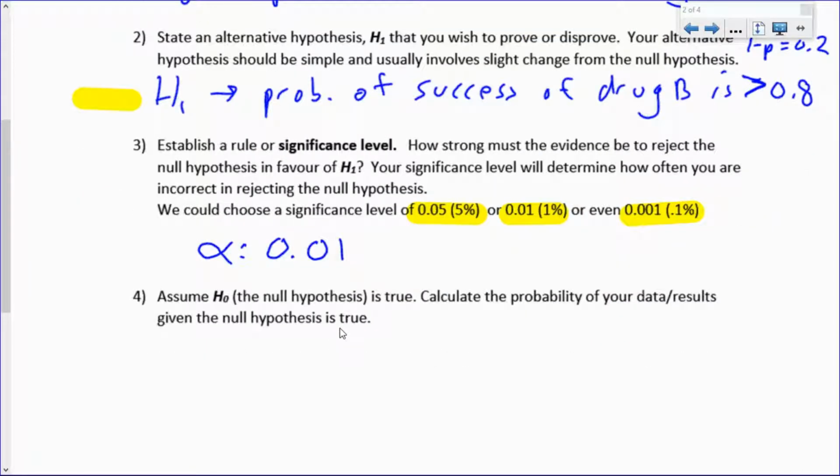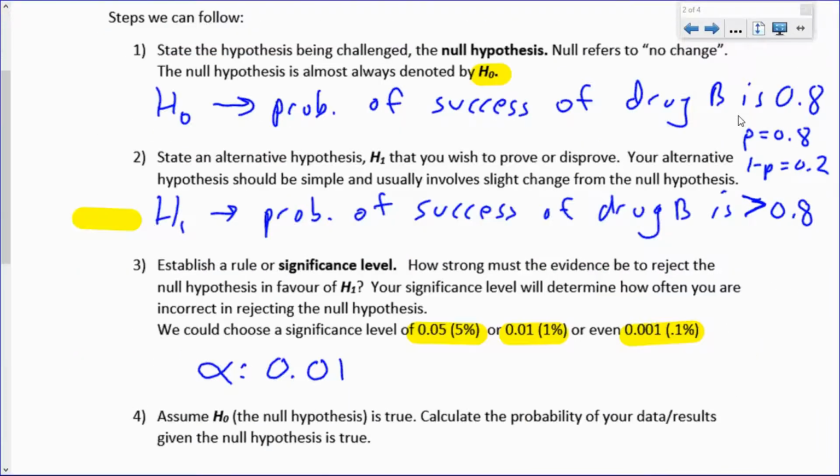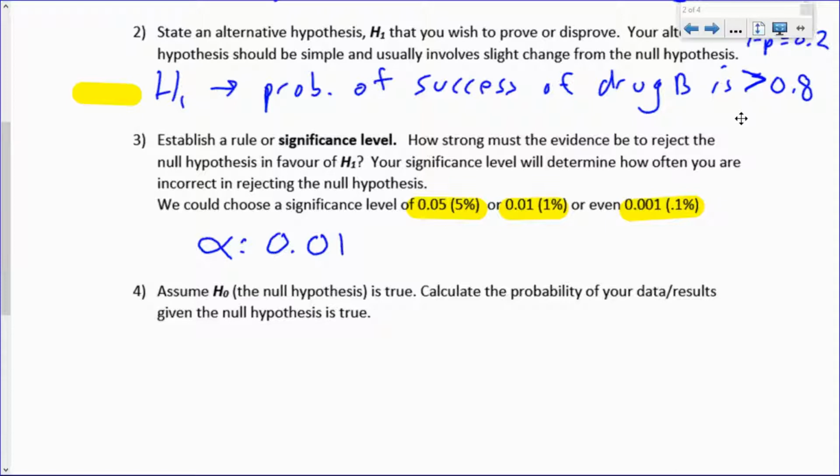Okay, here's step 4, and this is where the math is done. Assume that the null hypothesis is true and calculate the probability of your data or results given that the null hypothesis is true. And we actually kind of did this right here. We assumed that drug B was the same as drug A, and we found out the probability drug A cures exactly 135 people. So we sort of did that here. But actually, we're more interested in the probability that drug A cures 135 or more people, because we don't care if it's exactly 135. It could be 136, 137, and so on.